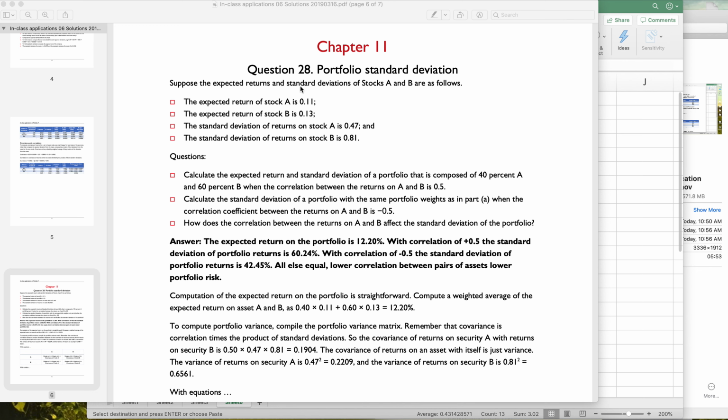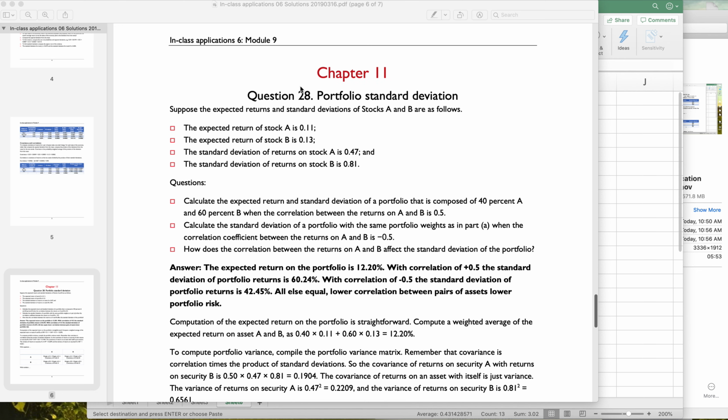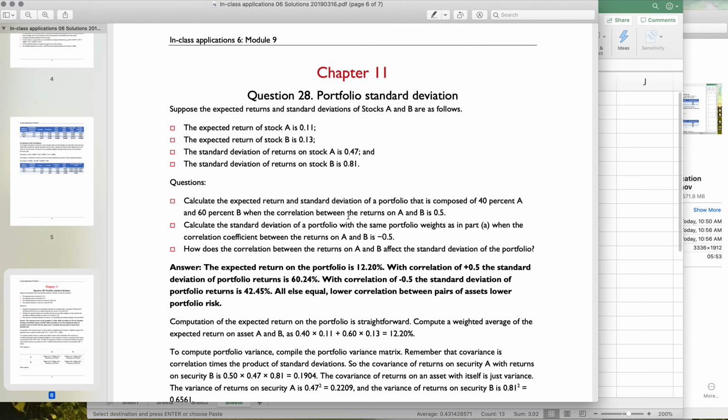This is question 28 from the in-class application 6. This asks what the expected return and standard deviations of stocks A and B are. We got an expected return for stock A, a standard deviation of returns for stock A, expected return for stock B, standard deviation of returns for stock B. And the question is, what's the expected return and standard deviation of a portfolio that has 40% A and 60% B, and the correlation is 0.5.